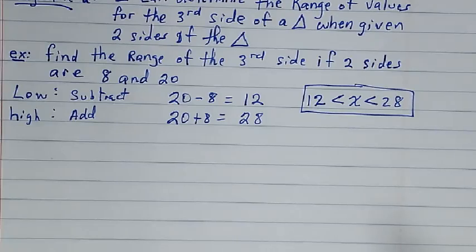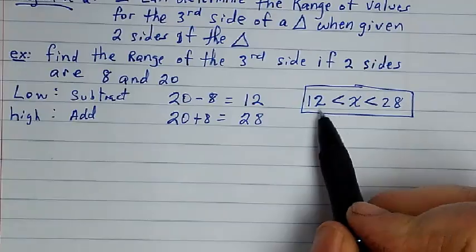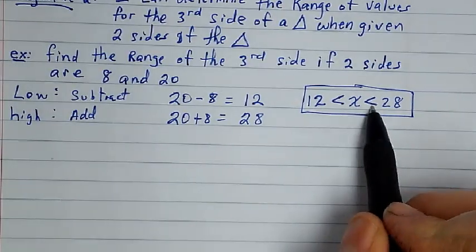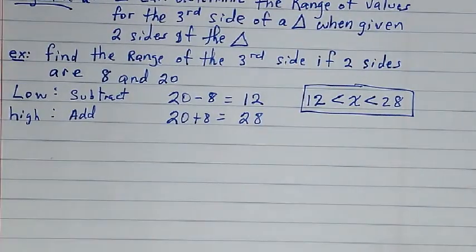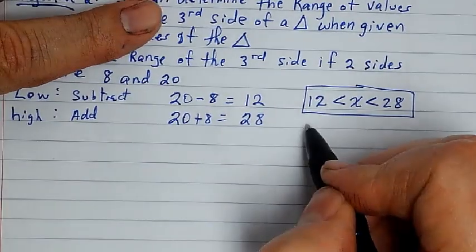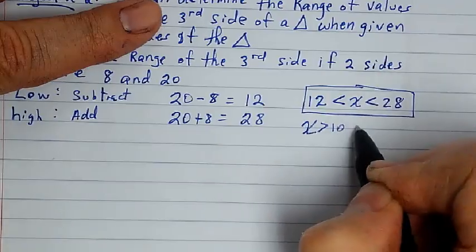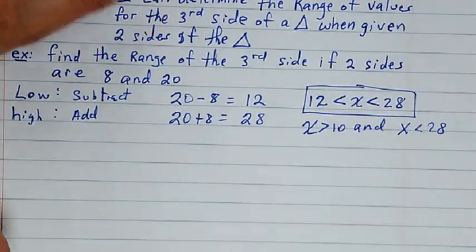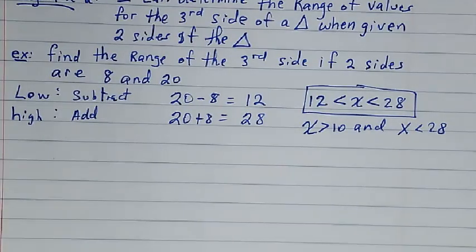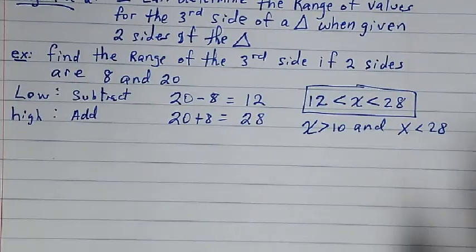They say less than 12. So yes, 12 is less than x, which is less than 28. They call that a compound inequality. It's the same thing as saying x is greater than 12, and at the same time, x is less than 28. Okay, so now, before we get tied up in the notation, let's go to objective number 3. Are you ready? And we'll be done.